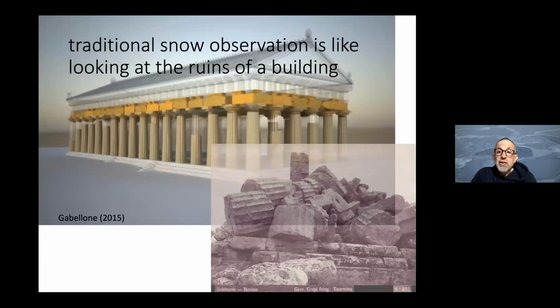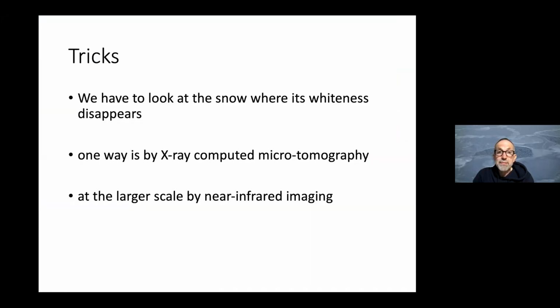So traditional snow observation is like looking at the ruins of a building. And here I have a picture taken from the internet. This is a reconstructed temple in Selinunte in Italy. And below we see how this temple looks now. And it's easy to imagine that it's very hard to reconstruct, to get an idea of this building by looking at these ruins. And that's the challenge we have in snow science.